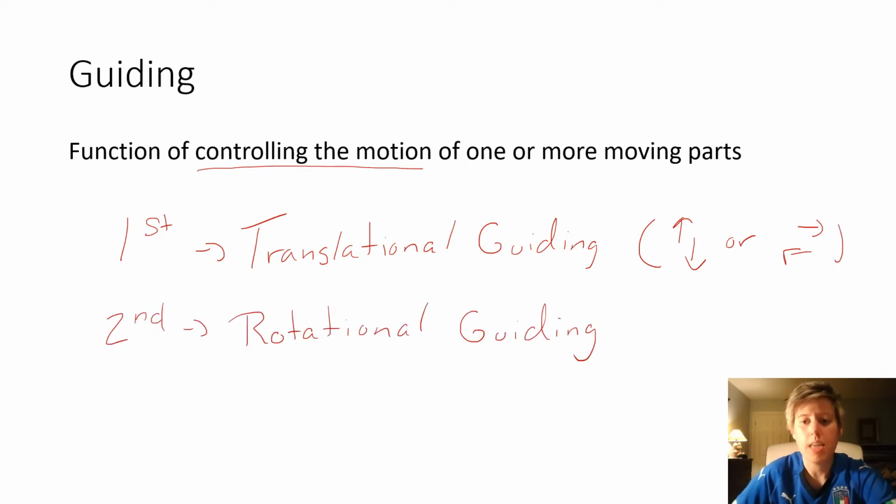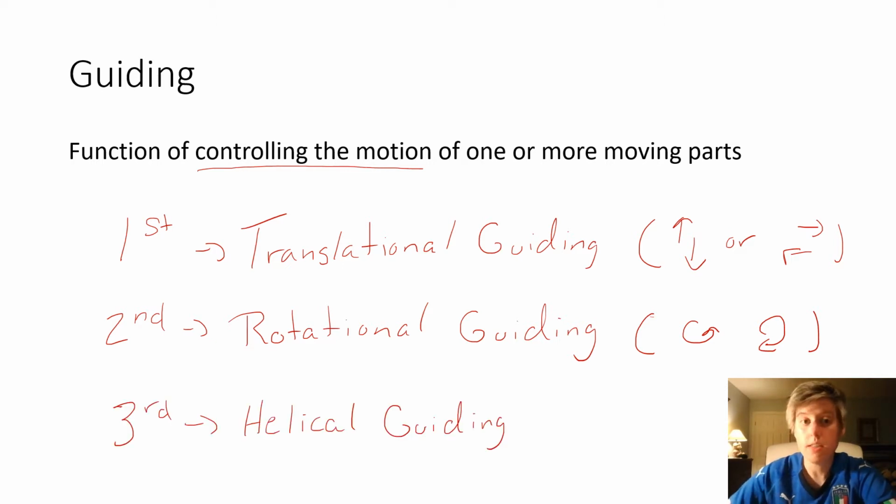Now, the second type of guiding is rotational guiding. And as that sounds, rotational guiding means basically movement that is going in a circle. And it doesn't actually matter if it's going clockwise or counterclockwise, if it's a full circle or a half circle. As long as it's in a rotational motion, this is considered rotational guiding.